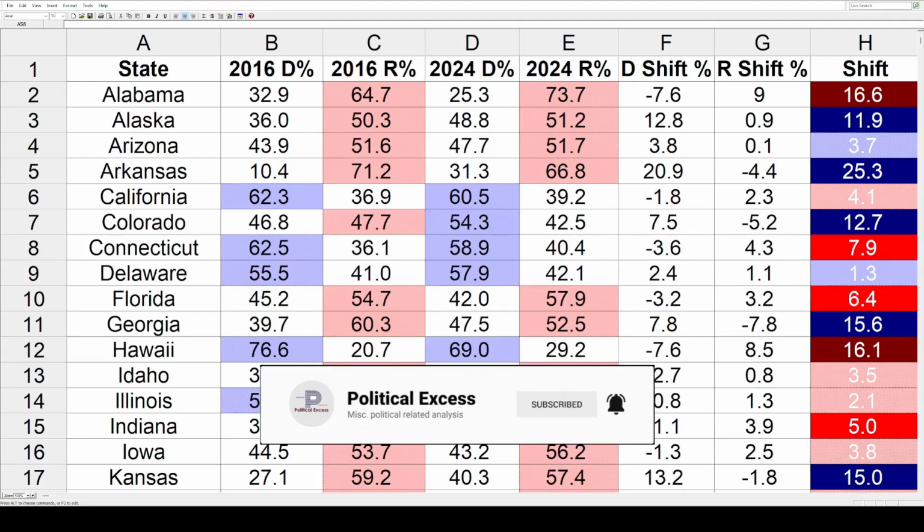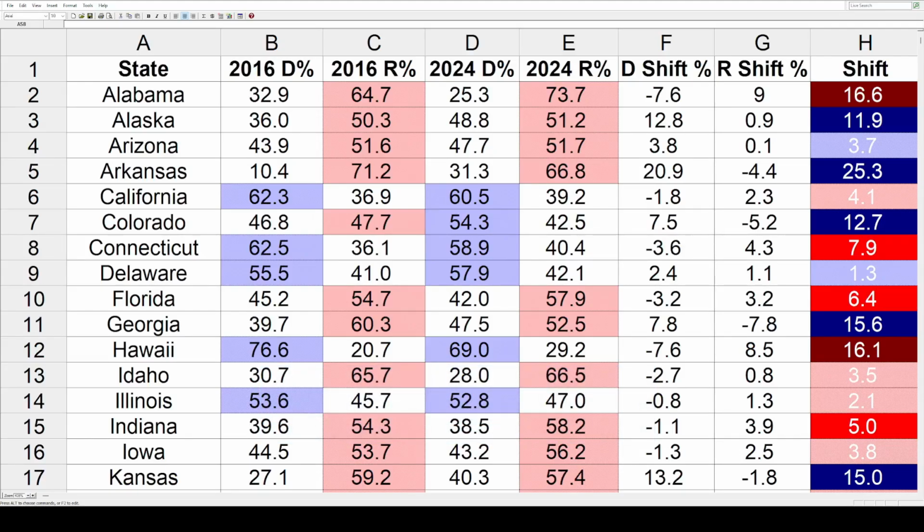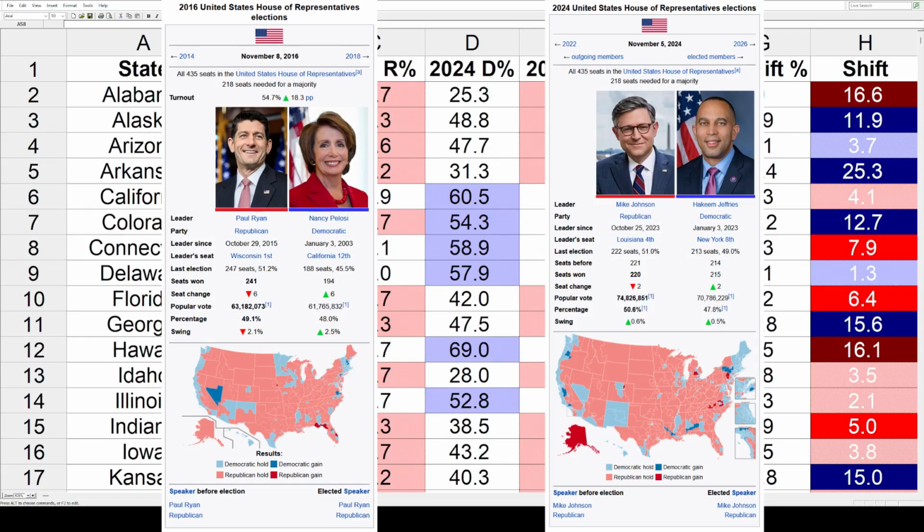What we're going to do is go through each state, look at the popular vote just for the U.S. House, and find the shifts between those 8 years. This is useful up to a point. There are some drawbacks. We'll get to those limitations in just a minute. But first, let's put up the background about the two elections we're going to compare.